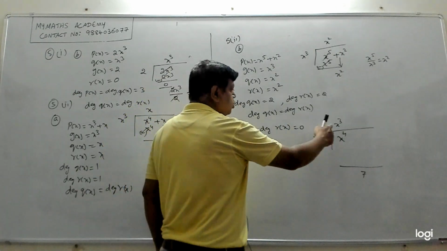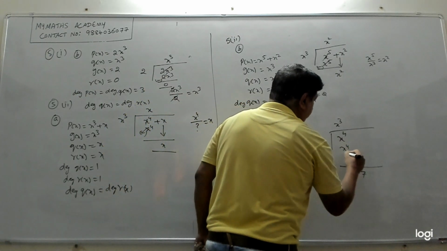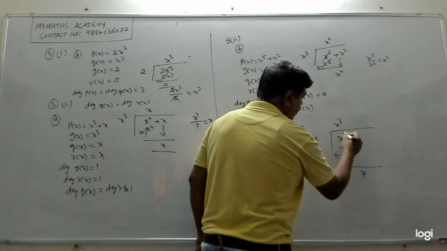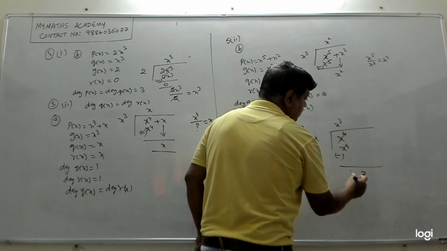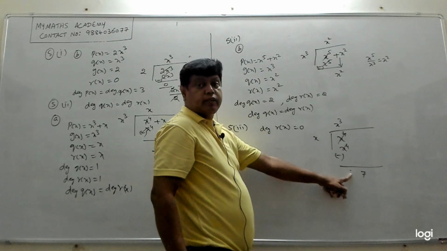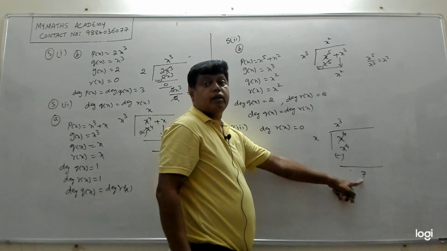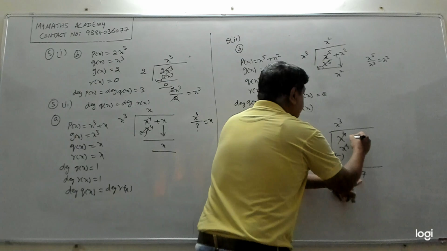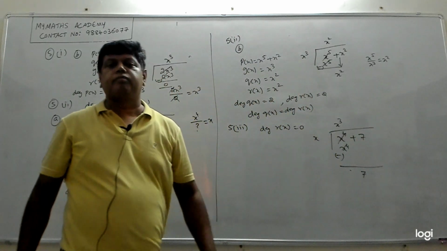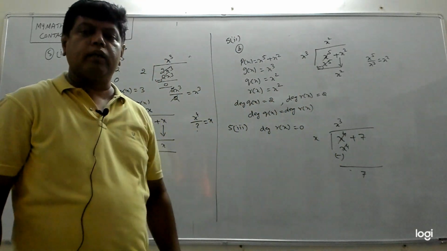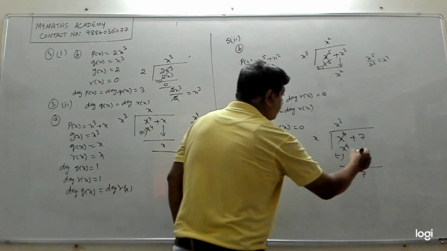Then I have to multiply x cube with x, and I'll get x power 4. Then if I subtract, they'll get cancelled and I'll get 0. But what should I get? I should get 7. If I need 7, you just put plus 7 here. That's all. Then the sum will come down.